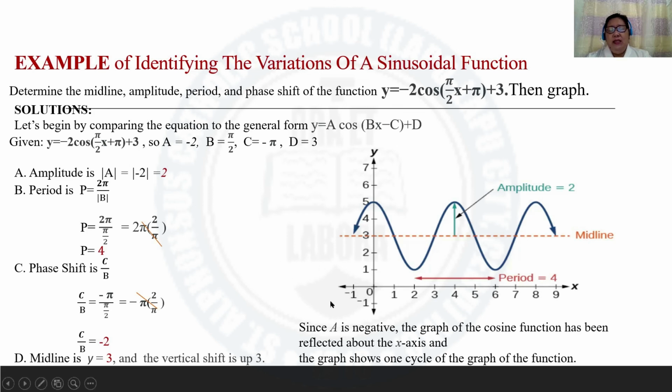Since a is negative, the graph of the cosine function has been reflected about the x-axis. The graph shows one cycle of the graph of the function. If you would like to show 2 cycles or more, you can do it.